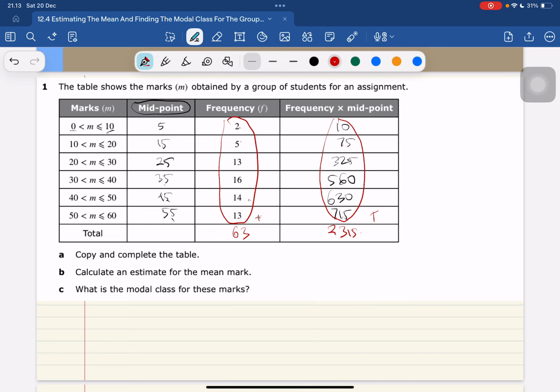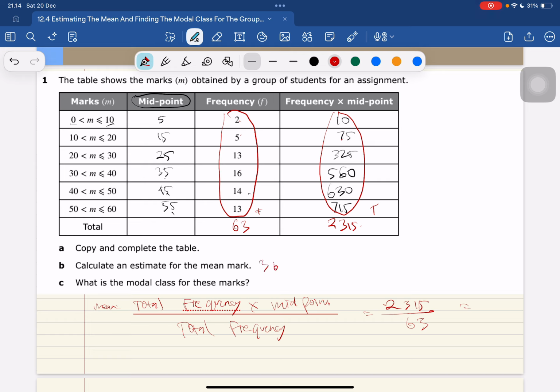So calculate an estimate for the mean mark. So the mean estimate is the total of frequency times midpoint, divided by the total frequency. So we got 2315 divided by 63. So the answer is going to be 36.75 to 2 decimal places.